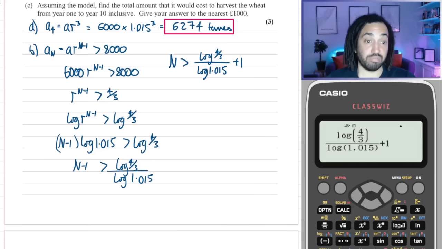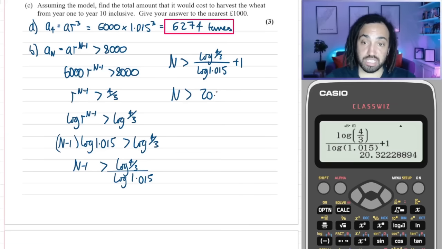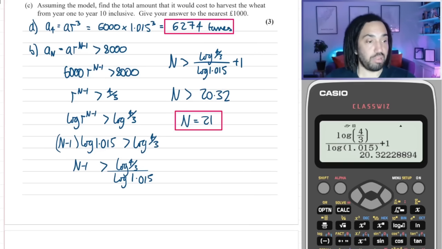That was pretty rapid actually. I'm pretty chuffed with that. So n is greater than 20.32, which means that n must equal 21, because it needs to be greater than 20.3, so it must be 21. Perfect.